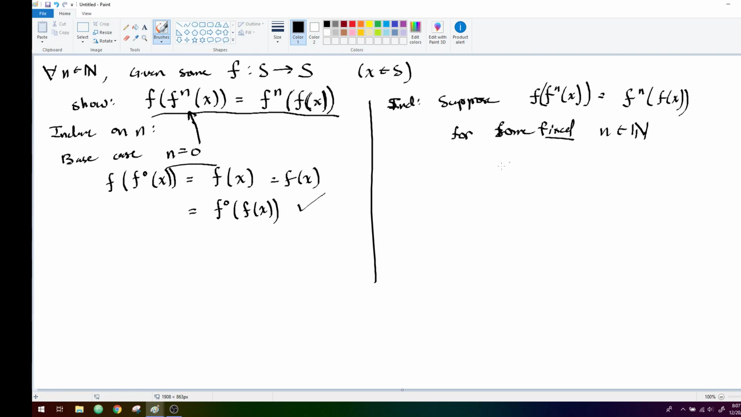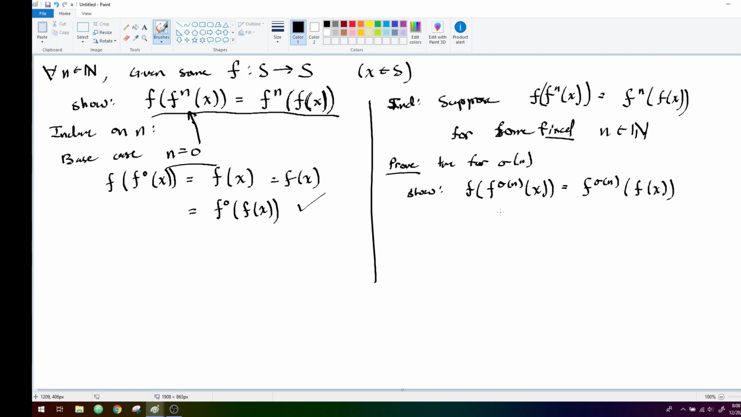Knowing only that it's true for some n, we need to prove, rather, that this is true for sigma of n as well. So what do we really need to show? We need to show that f applied to the result of f applied sigma n times to x is equal to f applied sigma n times to the result of f of x.